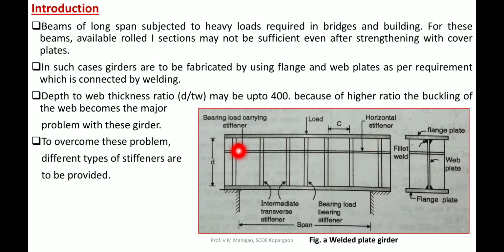Stiffeners may consist of bearing or load carrying stiffeners. Here we are going to provide them at the ends. The next type of stiffener is the intermediate transverse stiffener. Here we are going to provide it just next to the bearing stiffener. If you see the bearing stiffener like this, the vertical load is acting downward. Another type of stiffener is known as the horizontal or longitudinal stiffener. Here we are going to provide it throughout the web section along the length.